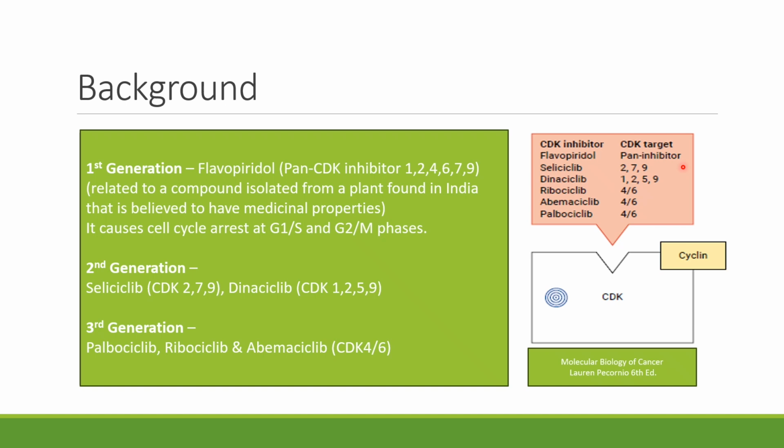Then came Seliciclib that inhibited CDK2, 7 and 9. Then came Dinaciclib that inhibited CDK1, 2, 5 and 9. And now we are talking about third generation of CDK4/6 inhibitors, that are Ribociclib, Palbociclib and Abemaciclib.